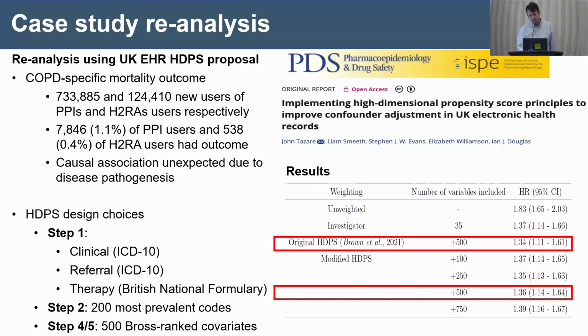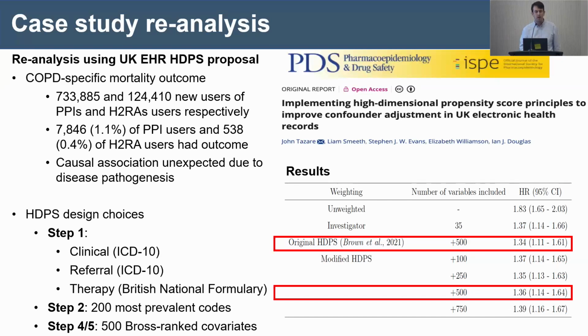So in this project, we reanalyzed the COPD-specific mortality outcome using an approach that we have described before for applying HDPS in UK EHR data. We chose this outcome since we observed an increased risk associated with PPI use that we hypothesized was likely non-causal based on disease pathogenesis.